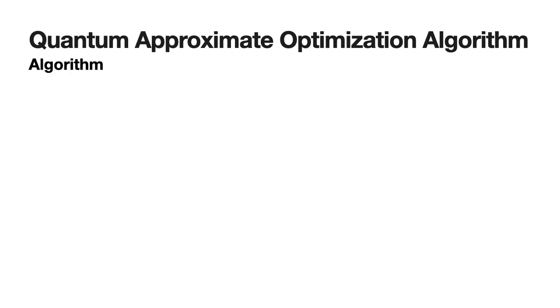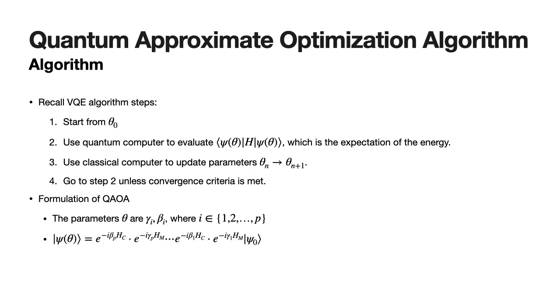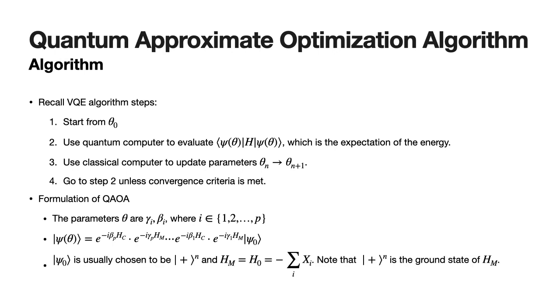After discussing the form of the QAOA ansatz, we now have the full picture of how the QAOA algorithm works. We just need to plug this ansatz into the framework of the VQE algorithm. For the parameters, we now have alternating sets of gammas and betas to optimize over. For the operator HM in the QAOA ansatz, we choose it such that its ground state is precisely the equal superposition state, which is obtained by applying Hadamard gates to the all zeros computational basis state.